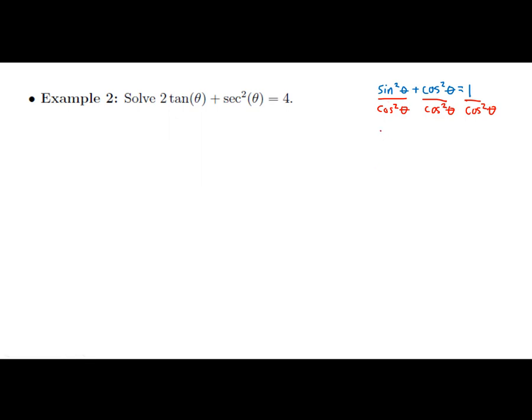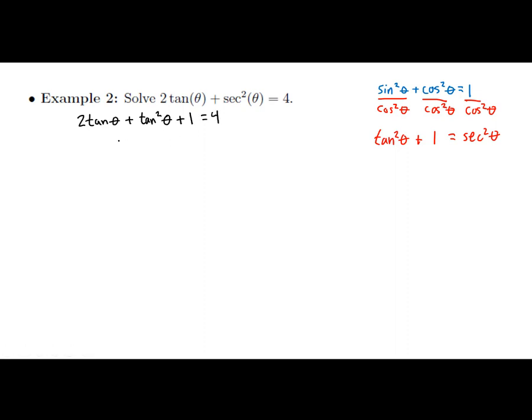All right, but what I get, of course, is the tangent squared plus 1 is equal to the secant squared. So I've got a nice substitution that I can make here. This secant squared can turn into tan squared plus 1, and so that's going to be the key for me to be able to rewrite this in such a way that I can treat it as quadratic in form. So I have 2 times the tangent of theta plus, instead of secant squared, I've got tangent squared theta plus 1, and that equals 4.